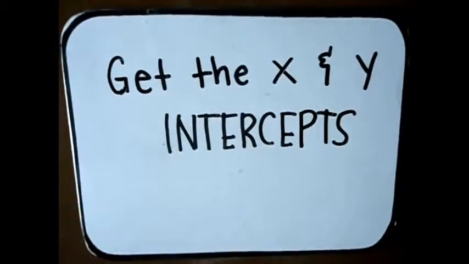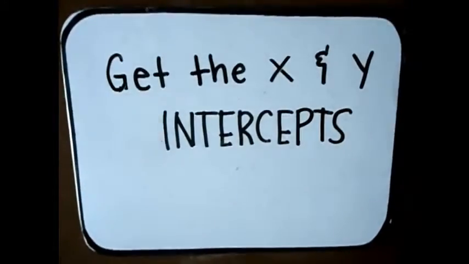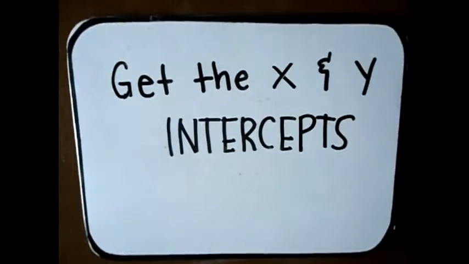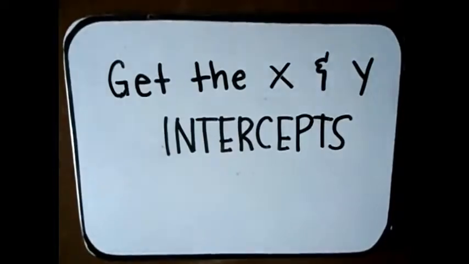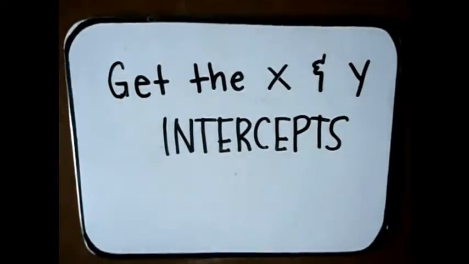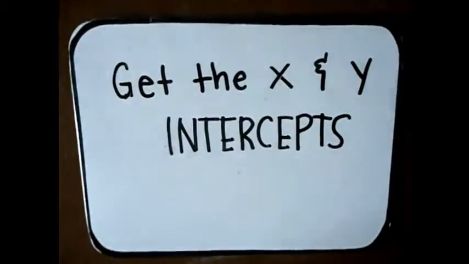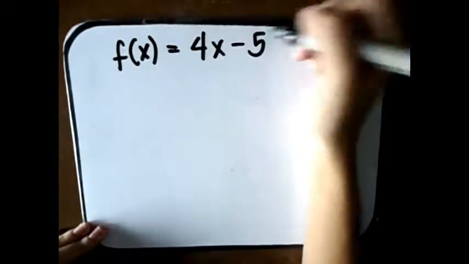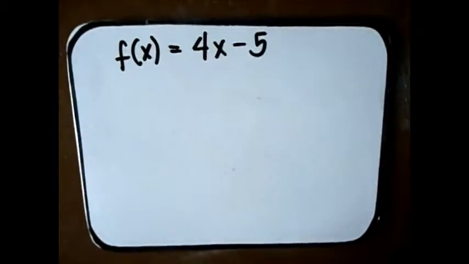Now that you know how to get the inverse of a function, let's see what the graph of the function and its inverse will look like. To start off, get the x and y intercepts of both the original and inverse functions. Let's start with the original function, which is f of x is equal to 4x minus 5.